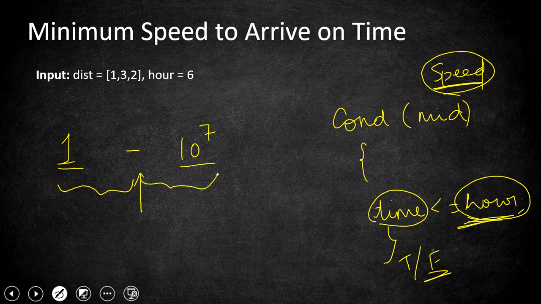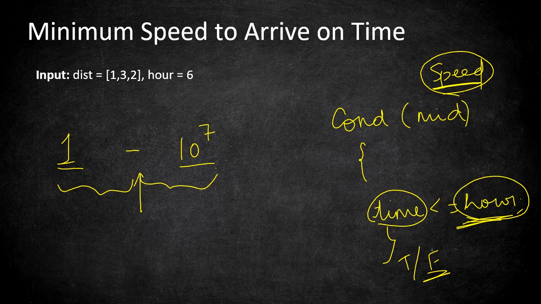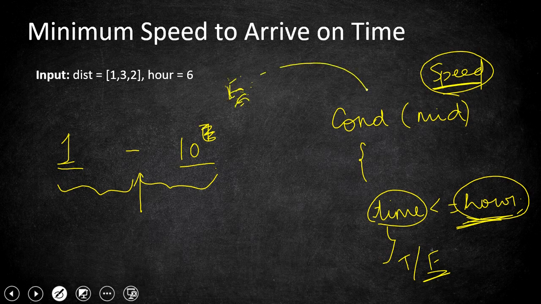So let's go for a very quick dry run before getting into the coding part. For quicker execution, let's not consider 10 power 7 as the higher limit. Let's say it is 10. So now our left is 1 and right is 10. Let us have our mid value as 5. So we are going to pass 5 to our condition function to check whether we can reach our office by using the speed 5. Now our first distance is 1.